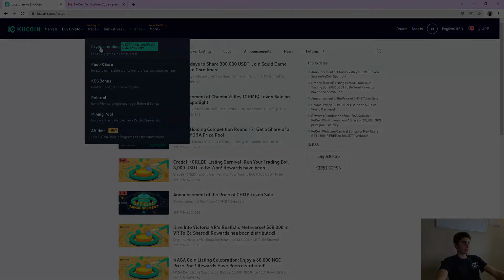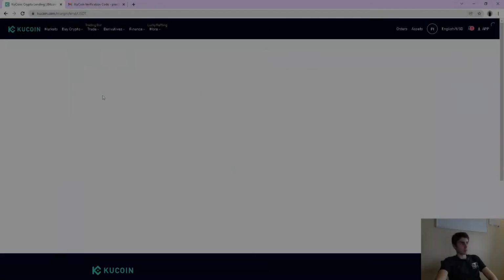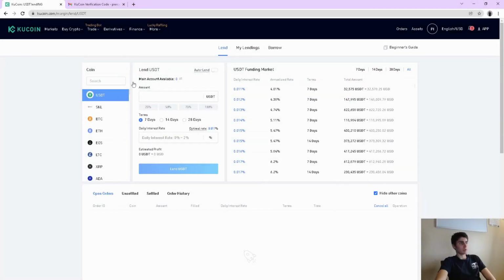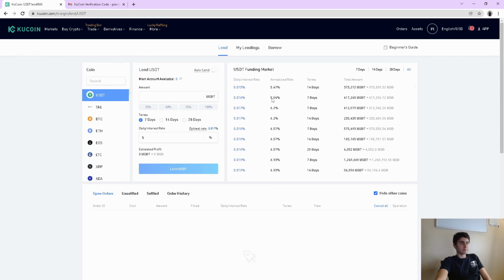Next thing I want to show you guys is the lending. The most common ones you're going to lend are probably going to be USDT or USDC. Depending on how much you have in your account, you could do 100%. Hey, I want to lend it for 7 days. Okay, what do you want to lend it at? I want to set my rate to 5%. And you can look on here and see what people are setting their rate to. Their daily interest rate is 0.011%. Annualized rate is 4%.